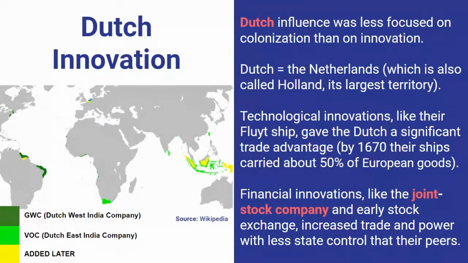Remember, the Dutch just means the Netherlands. You might hear it as Holland as well. It's just a territory, the largest territory within the Netherlands. Some innovations of theirs were the Vloot ship, which was that ship that allowed them to transport a lot more stuff a lot more cheaply.